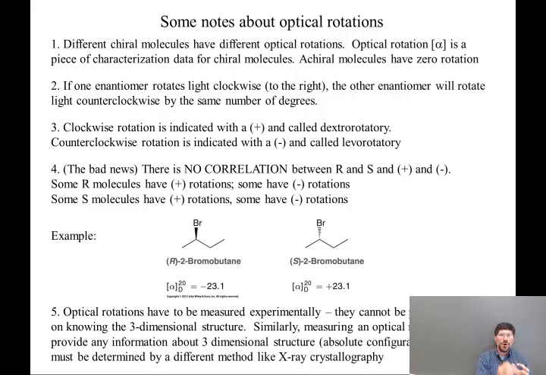molecule, figure out which way every atom is pointing in the crystal, and then you can correlate for that molecule only whether the R is plus or minus.